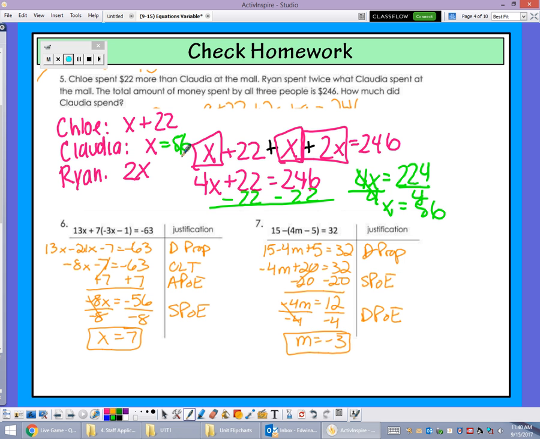You're not going to be able to just leave it like this, because that could represent anything. You've got to give me a sentence that says Claudia spent $56. If you were to get full credit on an assessment, you could not stop here. You've got to give me a statement that says Claudia spent $56.